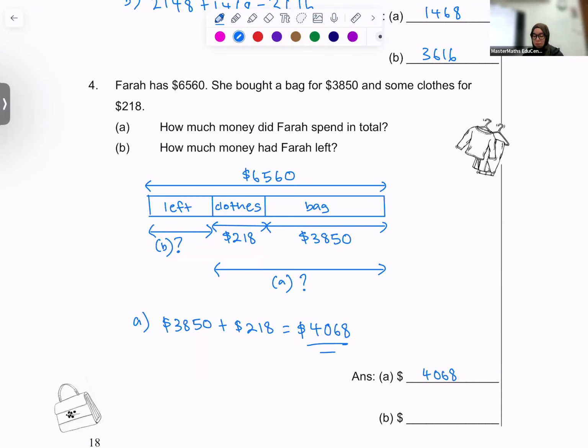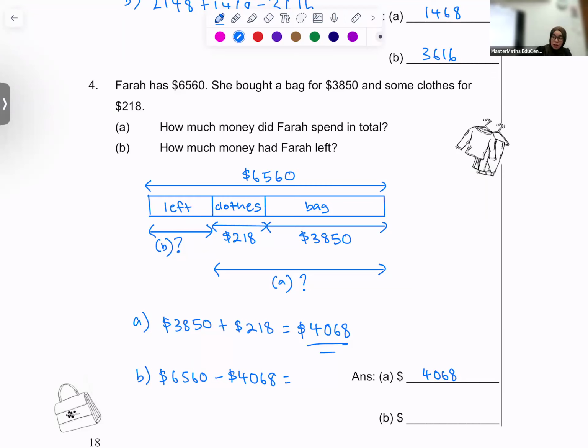Pratika, shall we go through part B together? Okay. How do you find out how much money Farah had left? $6,560 minus $4,068. Excellent. Okay. So when we're looking for left, we are looking for this part. Whenever we're looking for a single part, we minus. We take the total, $6,560, and we minus off what was spent, which is $4,068.